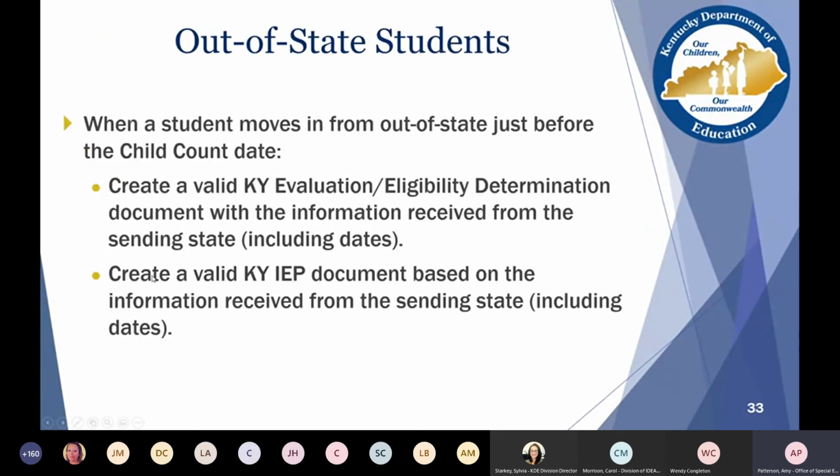For out-of-state students, when a student moves in from out of state just before the child count date, you're going to create a valid Kentucky Evaluation Eligibility Determination document, and then lock that, put all the information in from the sending state, and then create a valid IEP based on that information that the state sends. So you're not going to be using your information, you're going to be using the information you get from the state, and then you're going to determine Kentucky eligibility and create a whole new set of documents with the Kentucky information.